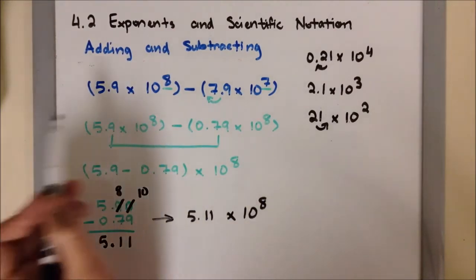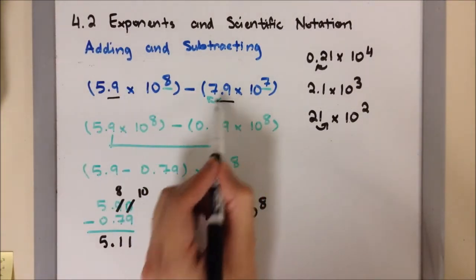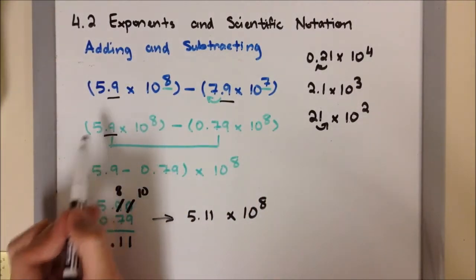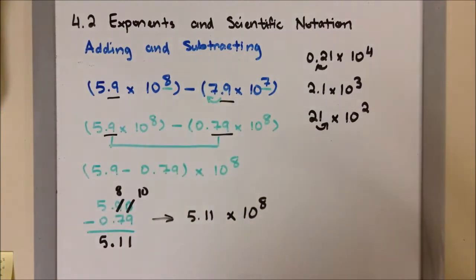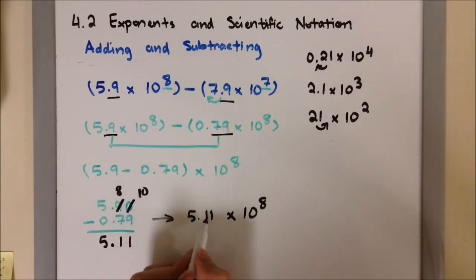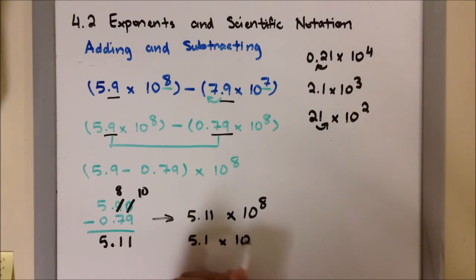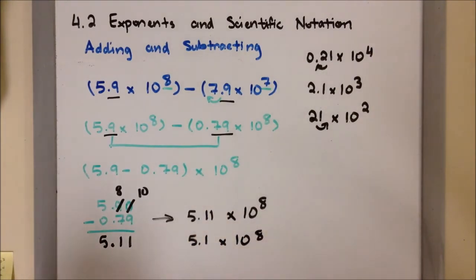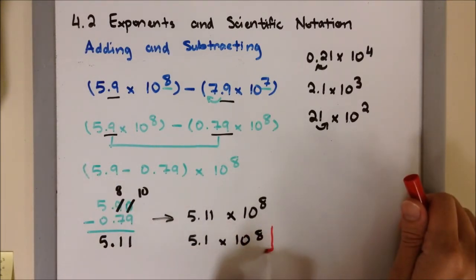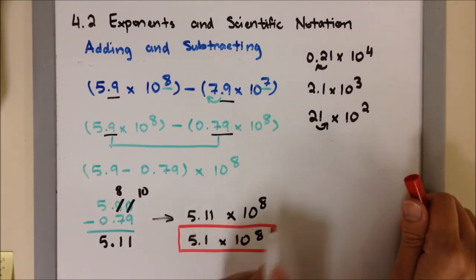Based on the original problem, I have one decimal place. In the new form, I have two decimal places. Again, I'm going with the least amount of decimal places, so 0.11, I'm actually going to round down. So it's going to be 5.1 times 10 to the 8th. And this will be my final answer. And that's it.